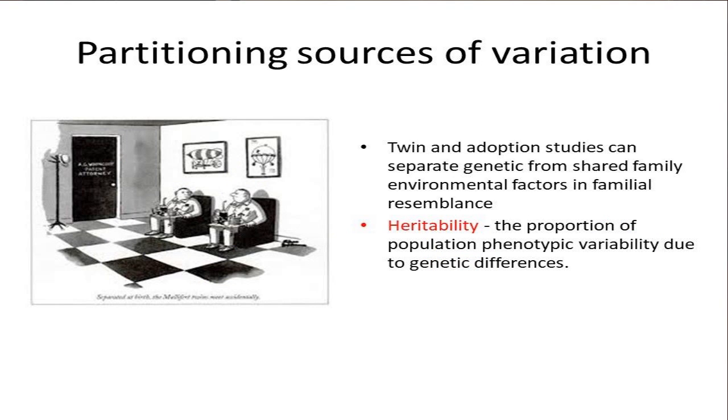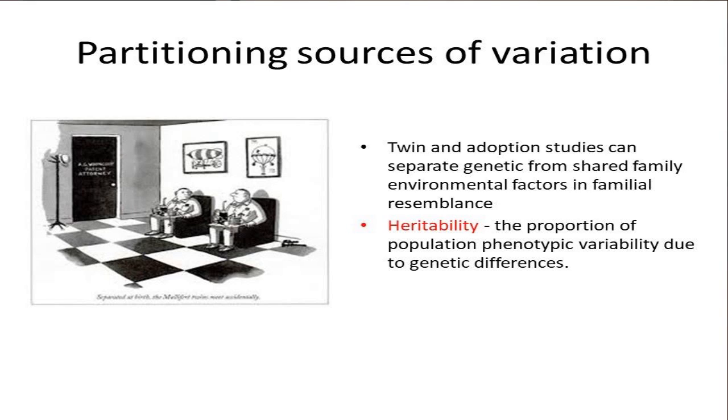So in classical genetics, before the days of being able to measure DNA, twin and adoption studies were used to separate genetic from shared family environmental factors in explaining familial resemblance. And the objective is often to estimate the quantity of heritability, which is the proportion of population phenotypic variation that is explained by genetic differences.